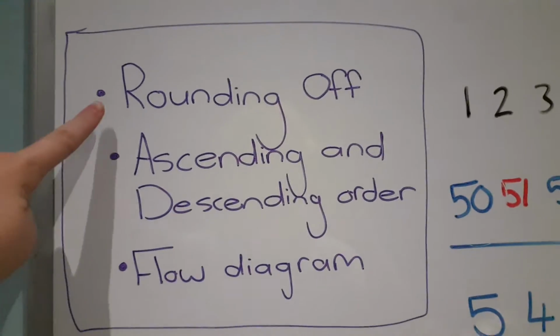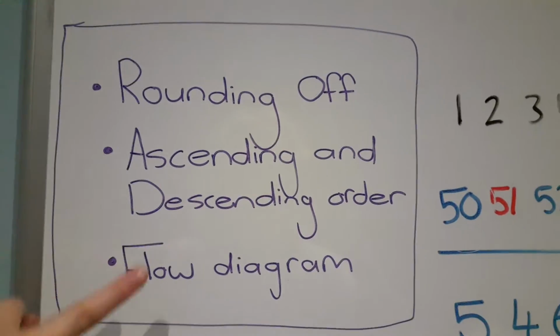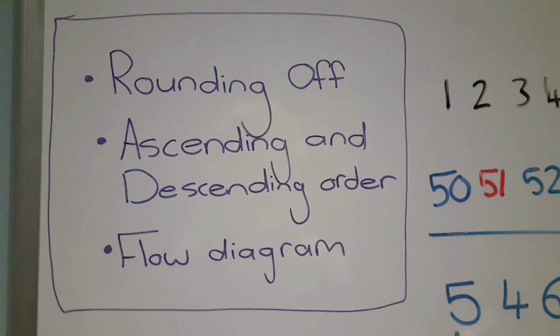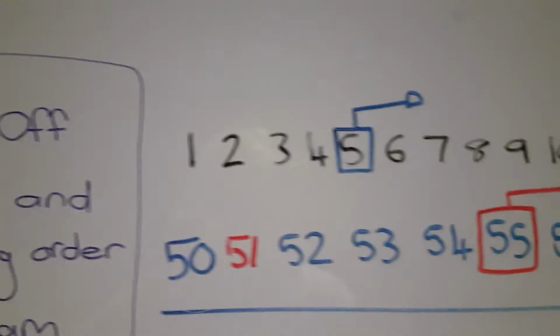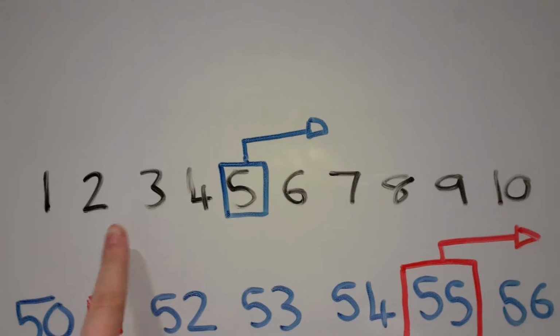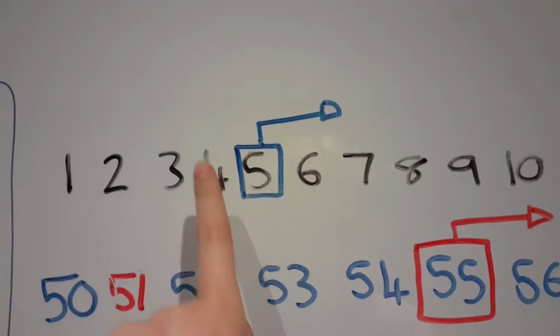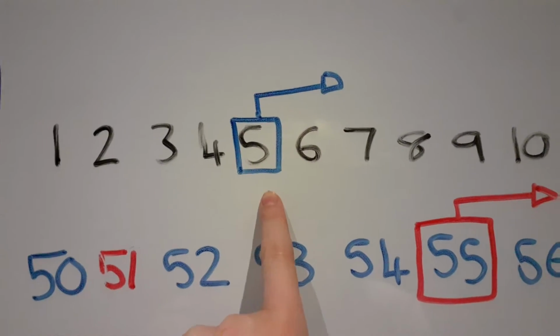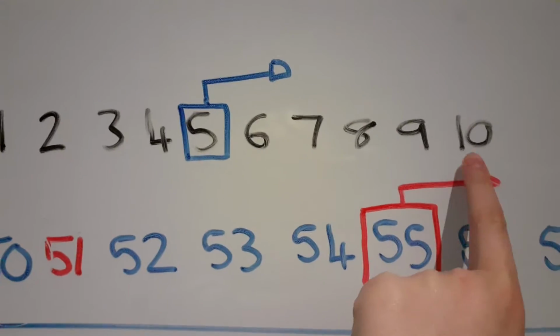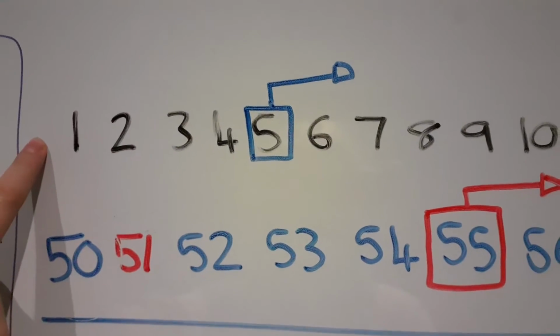Today we will be covering rounding off, ascending and descending order, and flow diagrams. So if we move to rounding off, we have a diagram we know very well. 1 to 10. We know that as soon as we reach the 5, we go up to the next 10. If it's before 5, we go down.